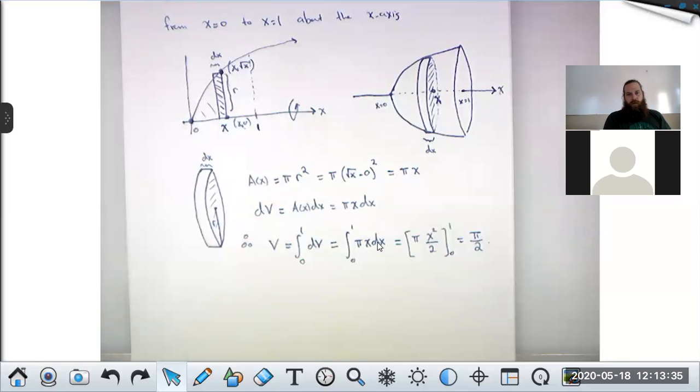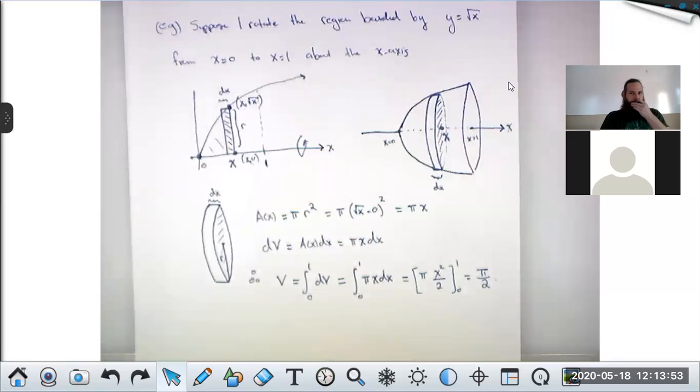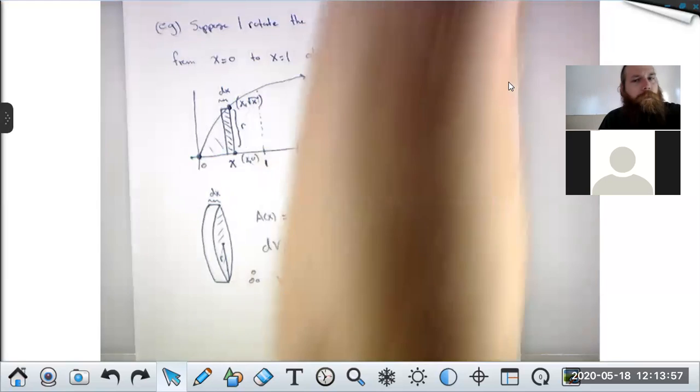And then my dV is just pi x dx. The pi is a constant. So the x dx integrates to x squared over 2. And I evaluate that between my endpoints. When I plug in 0, I get 0. When I plug in 1, I get pi over 2. So yeah, pi over 2 is my volume here. Any other questions on this example?